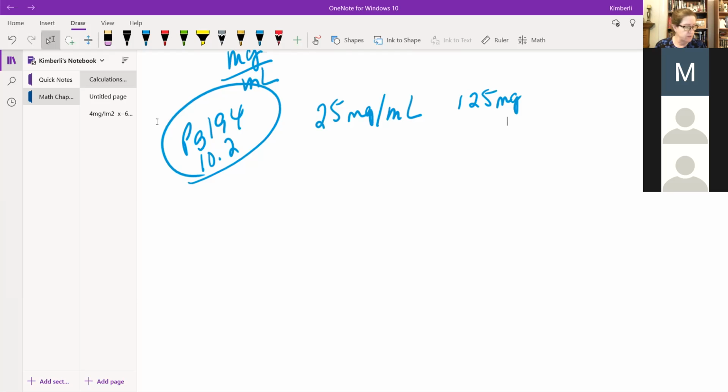But we're looking at this every 6 hours. So we're going to talk about this a little bit more later, because we're going to talk about IV piggybacks and large volume parenterals, and we'll be talking about milliliters per hour, milligrams per minute, drops per minute, milliliters per minute, and we'll be getting into all of that pretty soon. Okay, so if I were going to give 125 milligrams here, how many milliliters would I need?